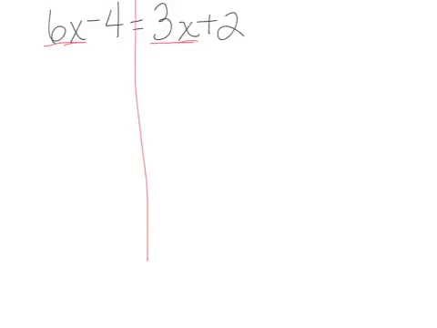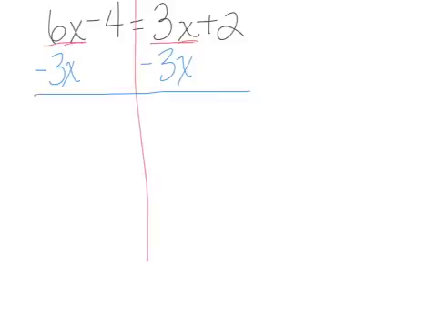I always choose the smaller one. So in this case, 3 is less than 6. So I want to get rid of this 3x, and to do so, I'm going to have to subtract 3x because it's a positive 3. And then whatever we do to one side of the equal sign, we have to do to the other.